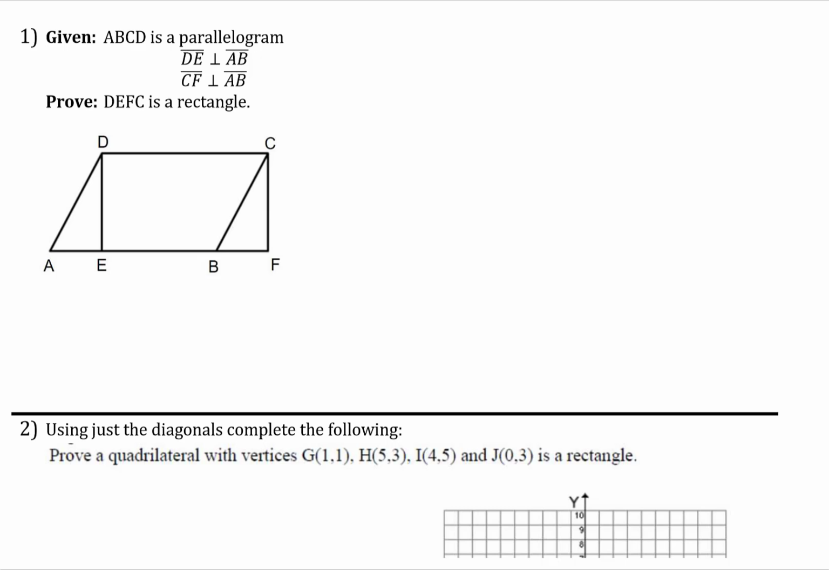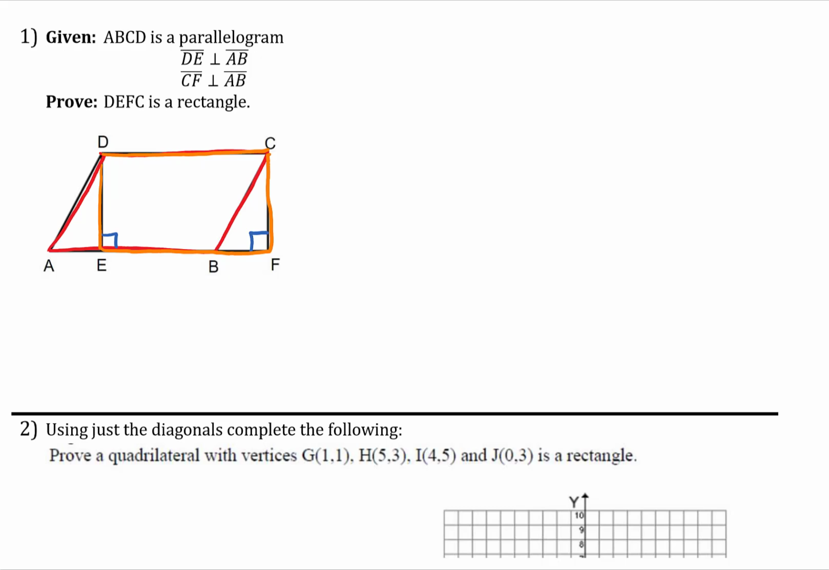Okay, we're going to do number 1. We were given that ABCD is a parallelogram. So let's make sure we know which one that is. So this guy, ABCD, is a parallelogram. We also know that DE is perpendicular to AB, and CF is also perpendicular to AB. They want us to show that this guy right here, DEFC, is a rectangle.